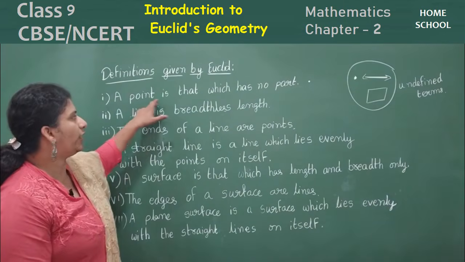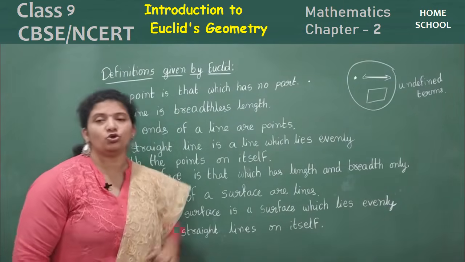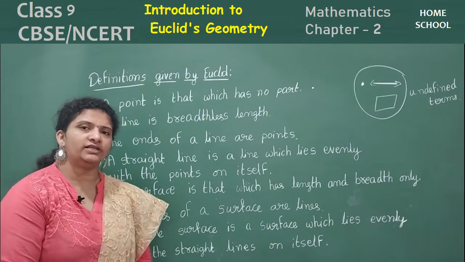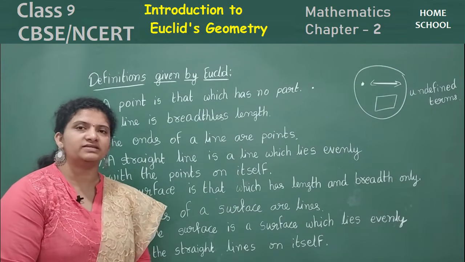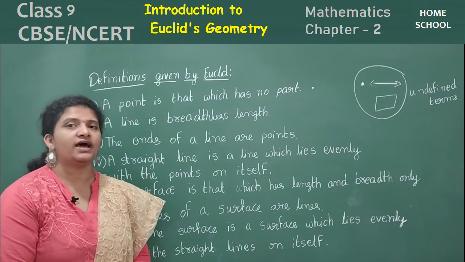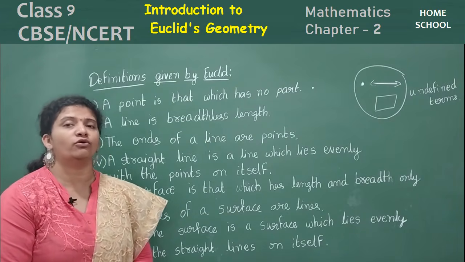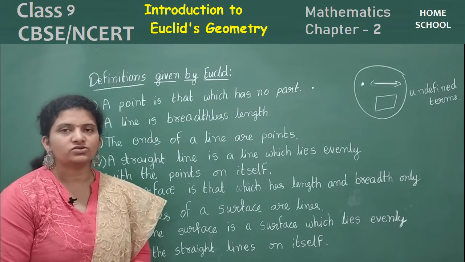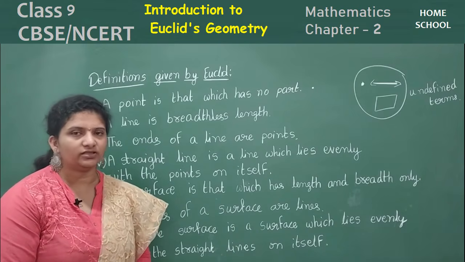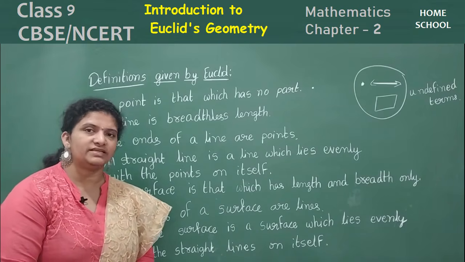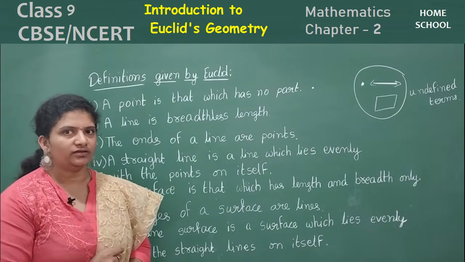First one, a point is that which has no part. What is a point, children? A point is used to represent the position. It has no length, no breadth, no width, so there is no dimension. A point is represented by a fine dot, right?